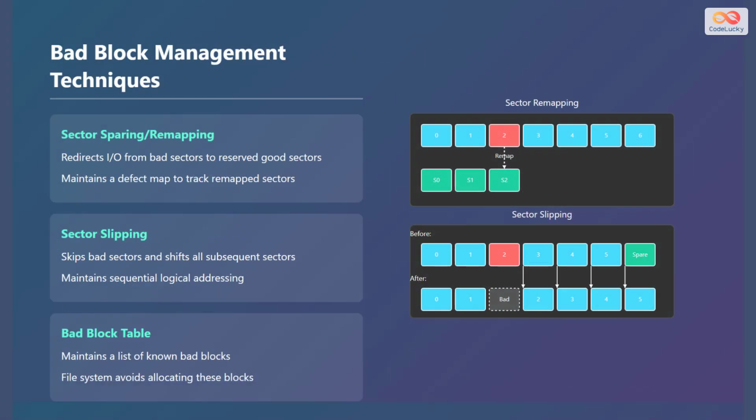There are several techniques to manage bad blocks. Sector sparing or remapping redirects input-output from bad sectors to reserved good sectors, maintaining a defect map to track remapped sectors. Sector slipping skips bad sectors and shifts all subsequent sectors, preserving sequential logical addressing. Another method is maintaining a bad block table, which lists known bad blocks, and the file system avoids allocating these blocks.